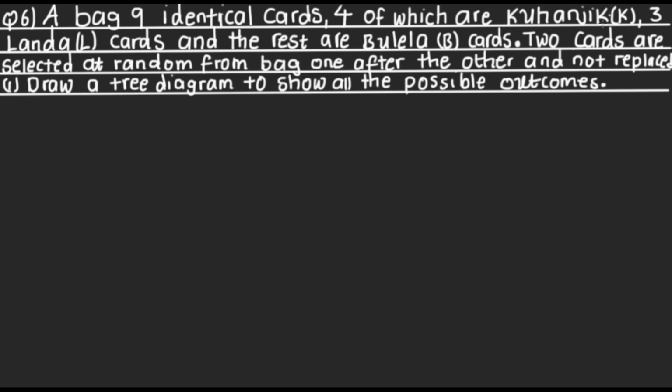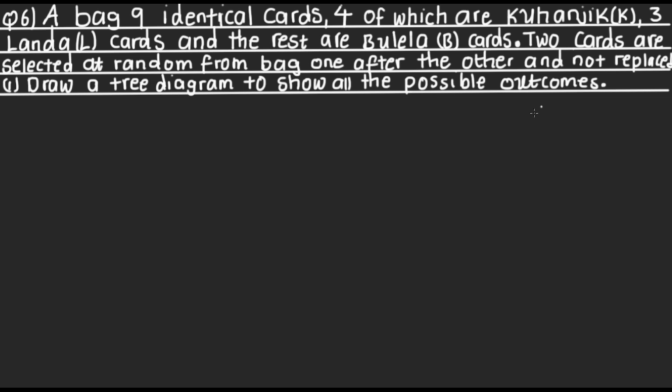are kuandika K. Don't worry about the word kuandika, just focus on the initial K. 3 lambda L cards and the rest are bulela cards. 2 cards are selected at random from the bag, one after the other, and not replaced. Roman number 1, draw a tree diagram to show all the possible outcomes.